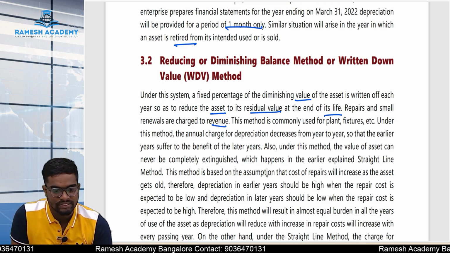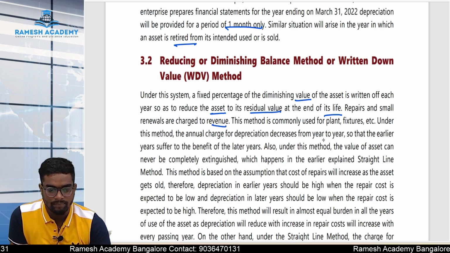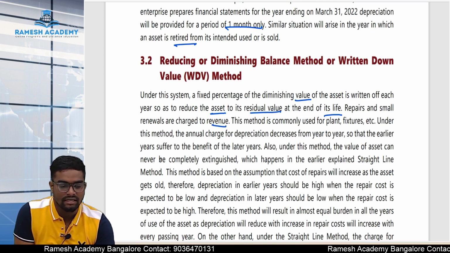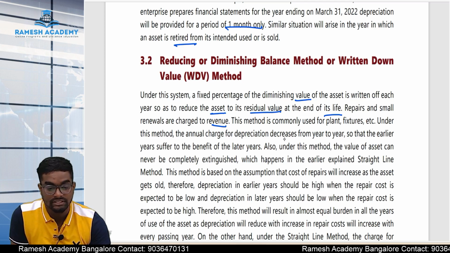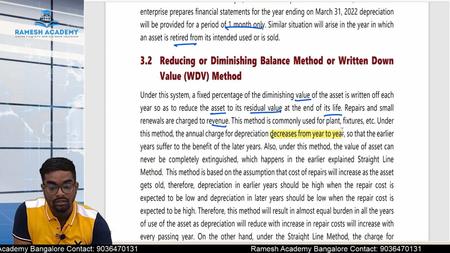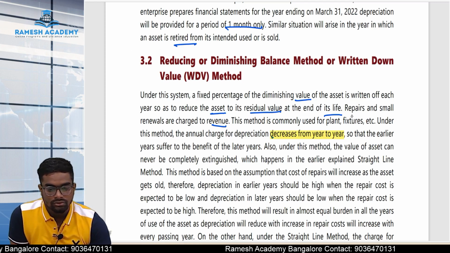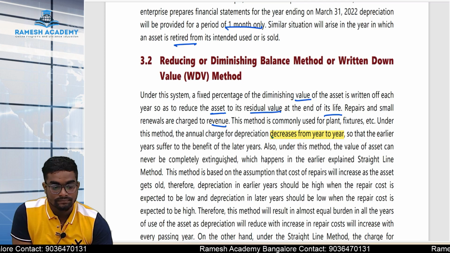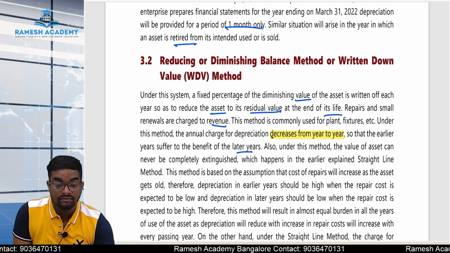Obviously it is an expense. This method is commonly used for plants, fixtures, etc. Under this method, the annual charge of depreciation decreases from year to year because we charge it on the written down value, so that the earlier years suffer to the benefit of the later years.